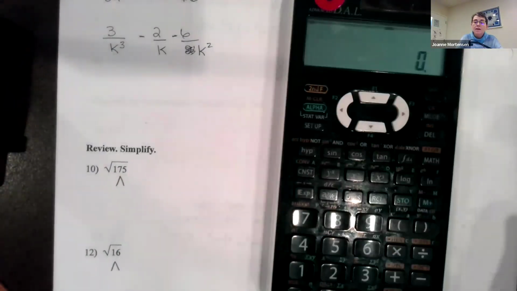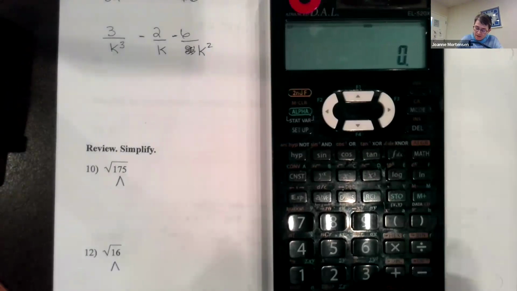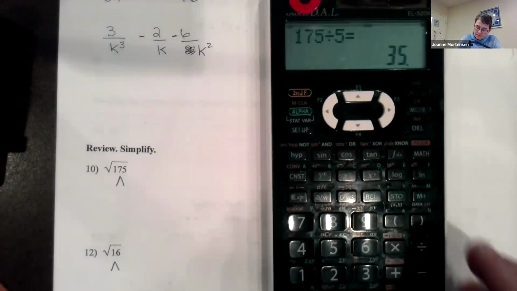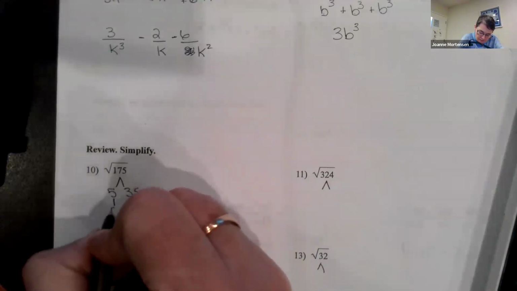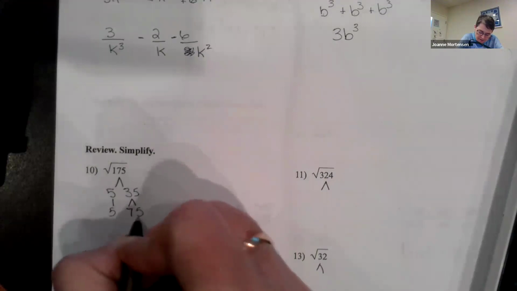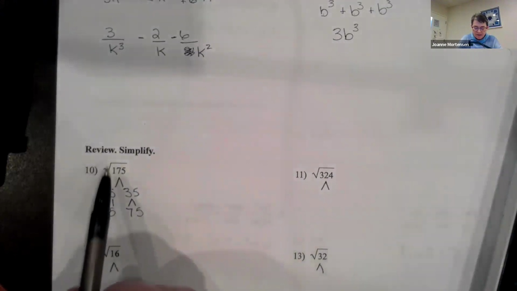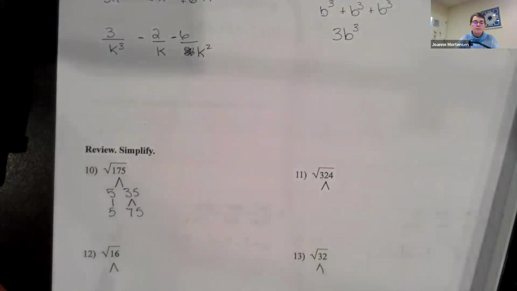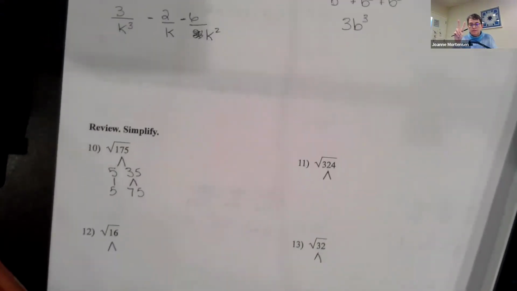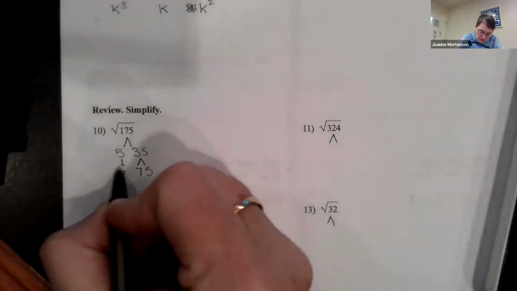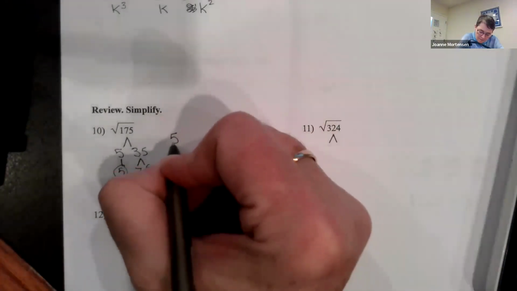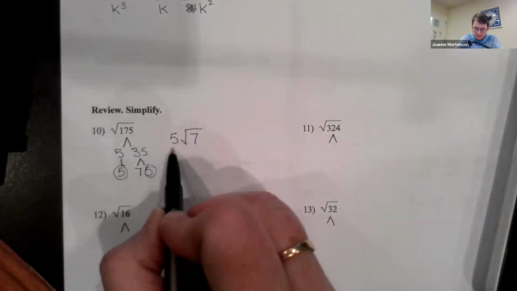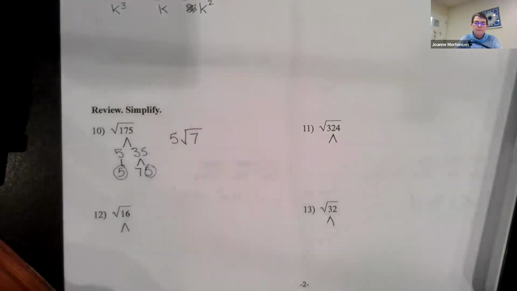175. Okay. It ends in 5, so I know it divides in there. 175 divided by 5. Okay, so it's 5 times 35. 5 is prime. 7 and 5. Okay, so we're asked for a square root, which means we circle sets of 2. So that means this and this. So when you do that, this pair, you take the square root, comes to the outside. This is the leftovers.